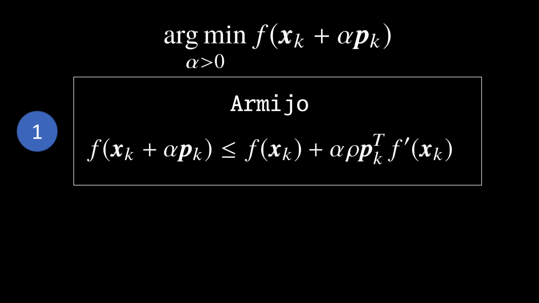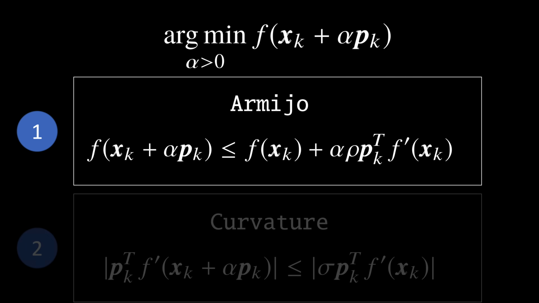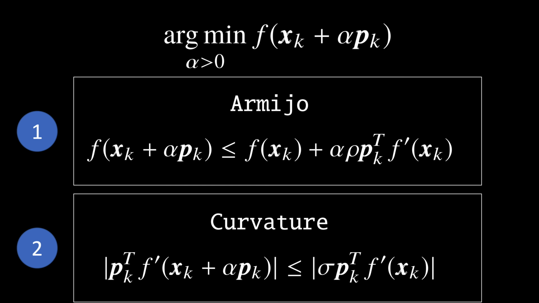The Wolfe condition combines both the Armijo condition as well as an additional curvature condition to formulate the strong Wolfe condition. The curvature condition ensures a sufficient increase of the gradient. This is also a strong Wolfe condition which restricts slopes from getting too positive, hence excluding points far away from the stationary points of f of xk plus alpha pk.